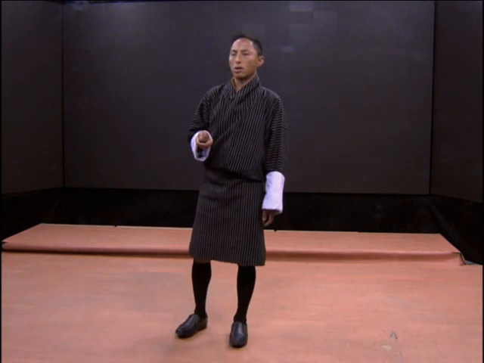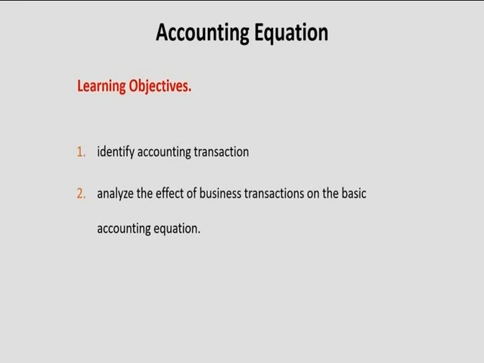This lesson is the accounting equation for Key Stage 5, classes 11 to 12. In this lesson, the objectives are: 1. Identify the accounting equation. 2. Analyze the effects of business transactions on the basic accounting equation. 3. Record transactions in accounting equation format.